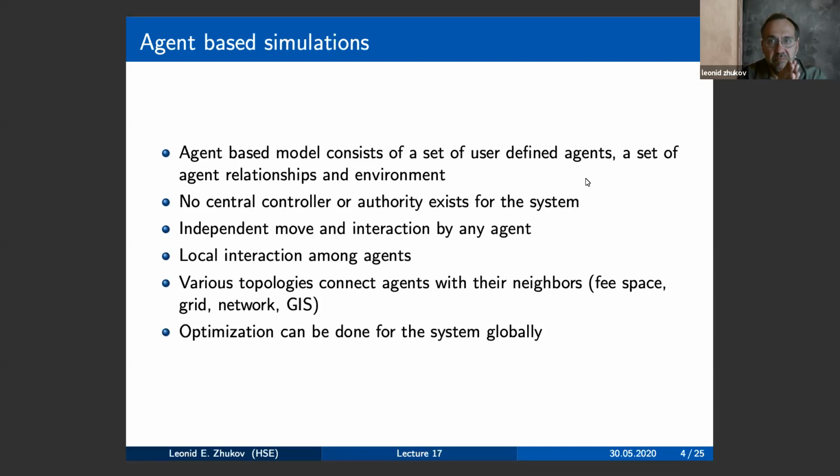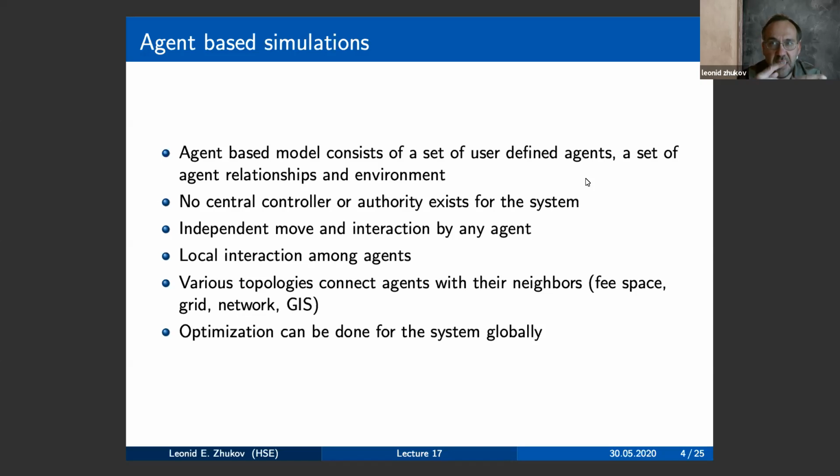So the simulation itself consists of a set of predefined agents, and the scientist, the experimenter, has to define those agents, like the rules within the agents, the agents' relationships, so how agents interact with other agents, and the overall environment where things are happening. There is no centralized controller or any authority in the system, so there is no monitoring entity. The only thing that is centralized is a clock, which means you iterate, you go from step 1 to step 2 to step 3, etc.